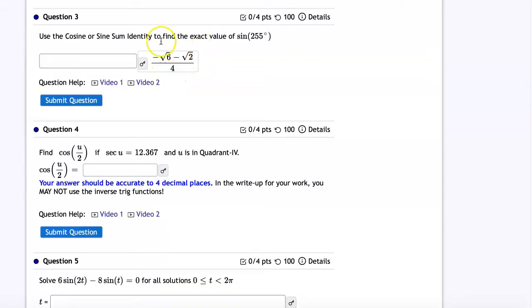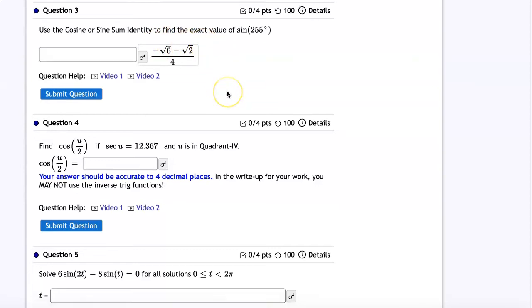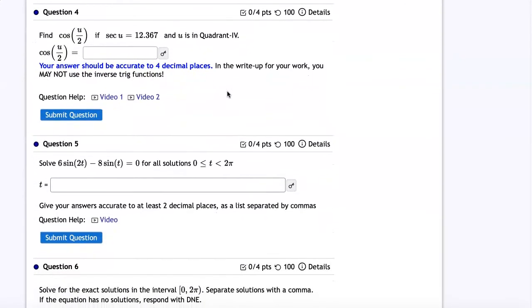Now it so happens that they've written it in the opposite order, but addition is commutative. So negative root 2 minus root 6 is the same as negative root 6 minus root 2. Okay, now for question number 4, this is a new one. This is one that you have not seen before. So there are a few problems on here, or at least a couple, that you've not seen before.